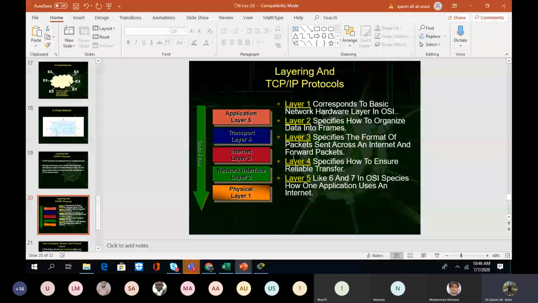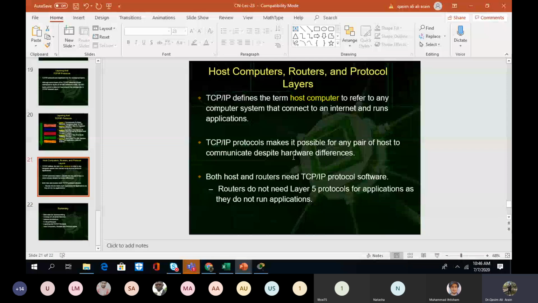Hopefully that is clear to you guys. So host computers, routers and protocol layers. TCP/IP defines the term host computers to refer to any computer system that connects to an internet and runs applications. ठीक है, host computer हमारे पास कोई भी computer हो सकता है जो connect करता है internet को and runs an application. TCP/IP protocols make it possible for any pair of hosts to communicate despite hardware differences. Both hosts and routers need TCP/IP protocol software. Routers do not need layer 5 protocol for application as they do not run applications.